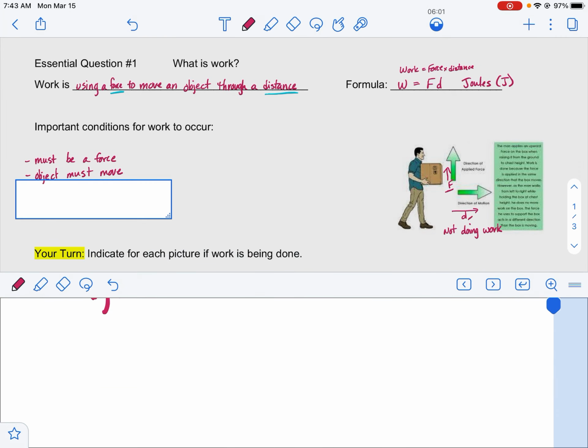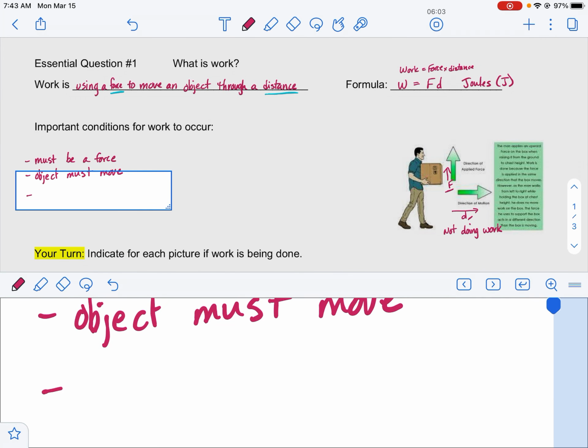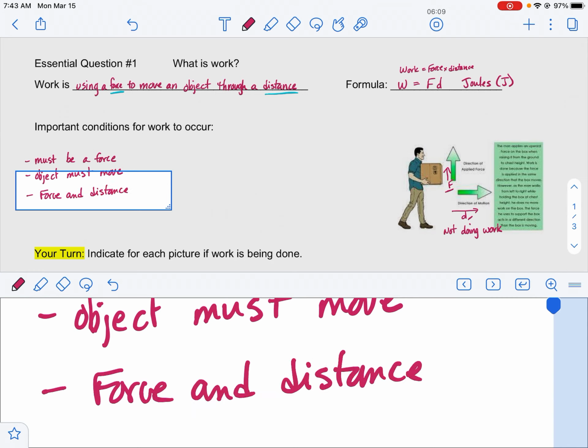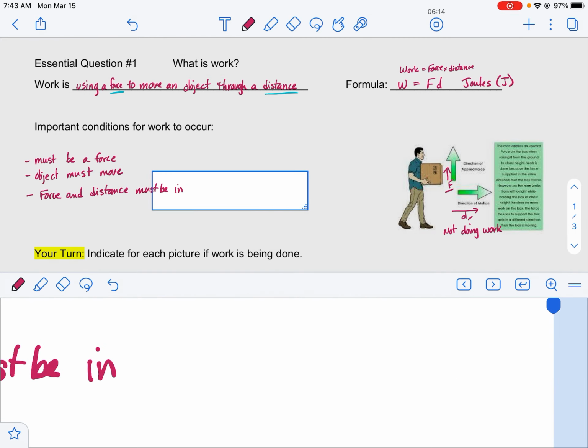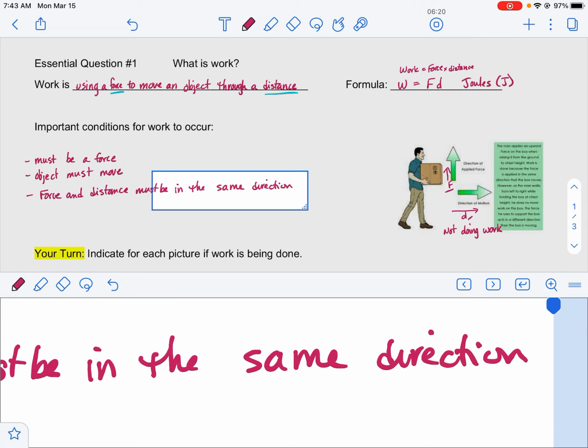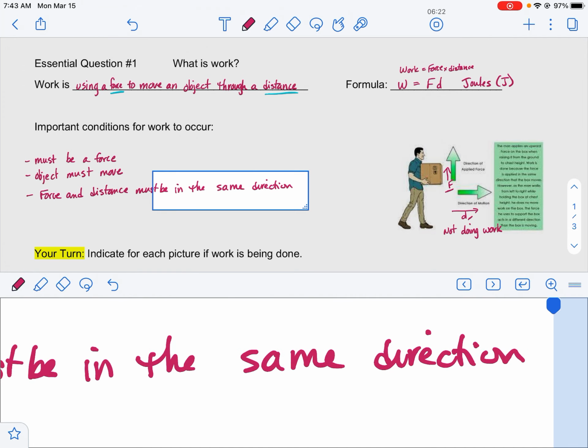All right, and lastly, the force and the distance must be in the same direction. They must be in the same direction. Otherwise, there's no work that happens.